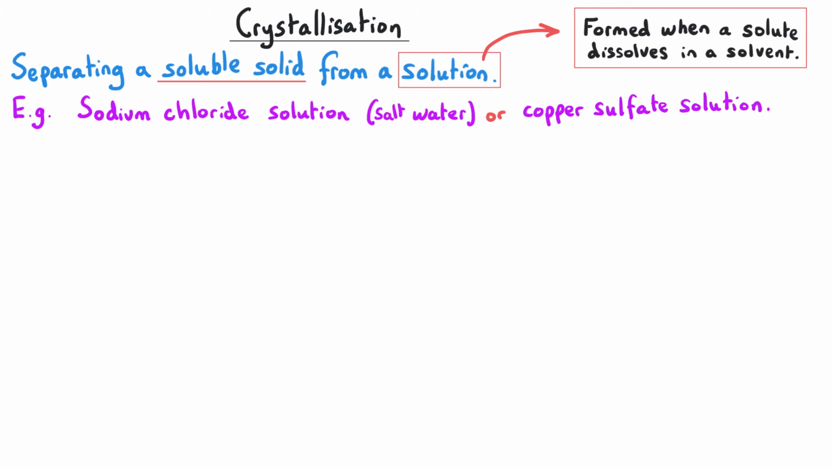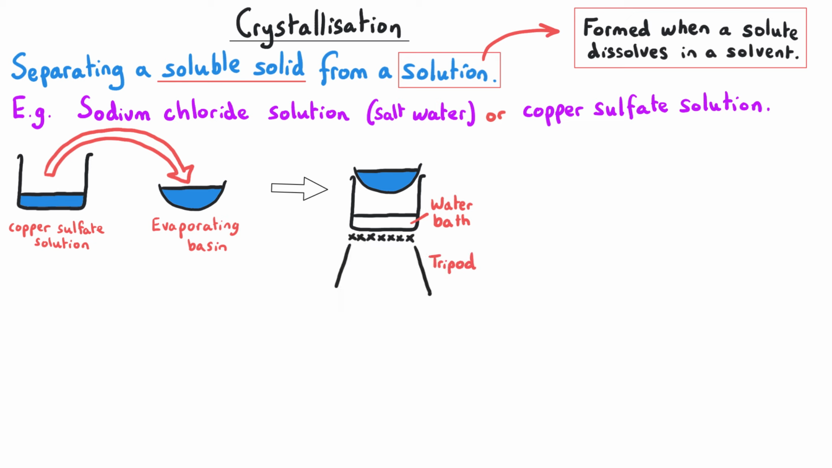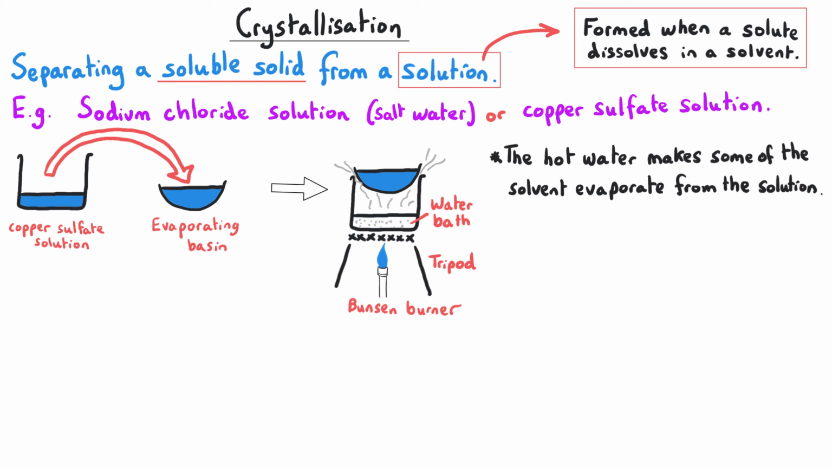water, or to separate copper sulfate out from a solution. To carry out this technique, we need to transfer our solution into an evaporating basin. And then typically the evaporating basin is placed on top of a beaker, which is placed on a tripod with a Bunsen burner underneath. And then we'll use this Bunsen burner to warm up water in the beaker underneath the evaporating basin. And then once that water is turning into steam, that will transfer the heat energy to the solution that's in the evaporating basin.